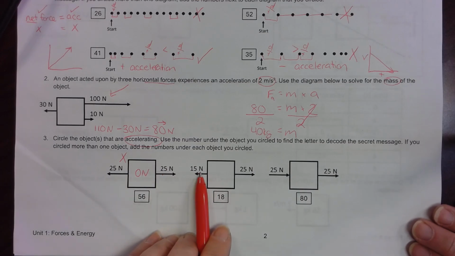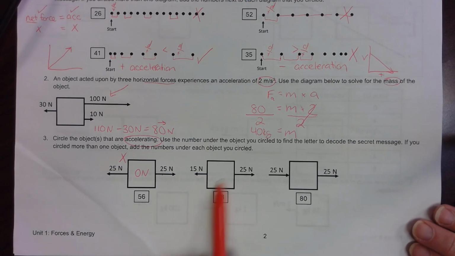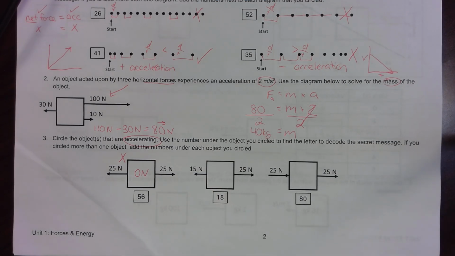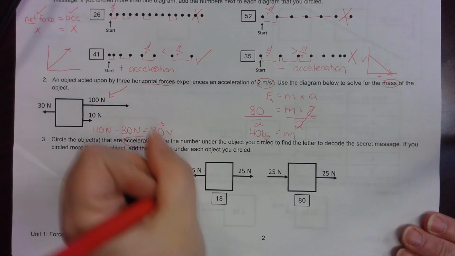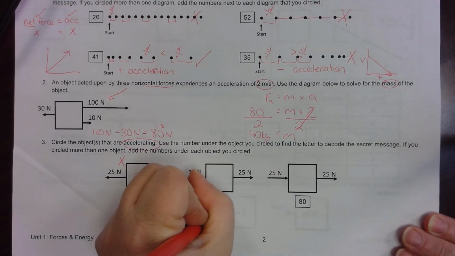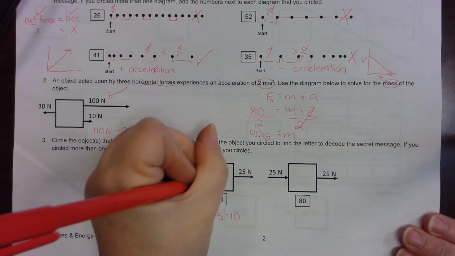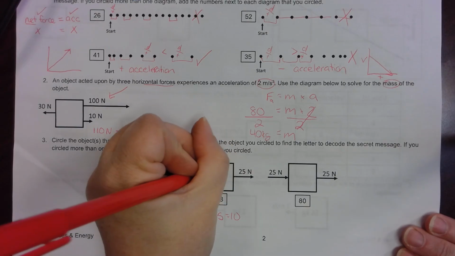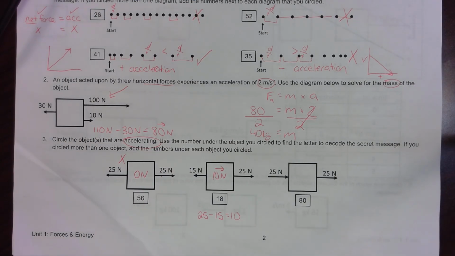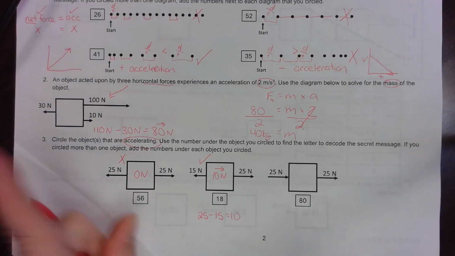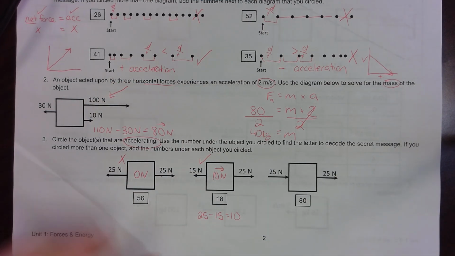In this case, I've got 15 newtons to the left, 25 newtons to the right. These are going in opposite directions. We're going to subtract them. So 25 minus 15 is 10. I have 10 newtons to the right. Now my object is going to be accelerating, and it's actually going to be accelerating in the right direction, towards the right.